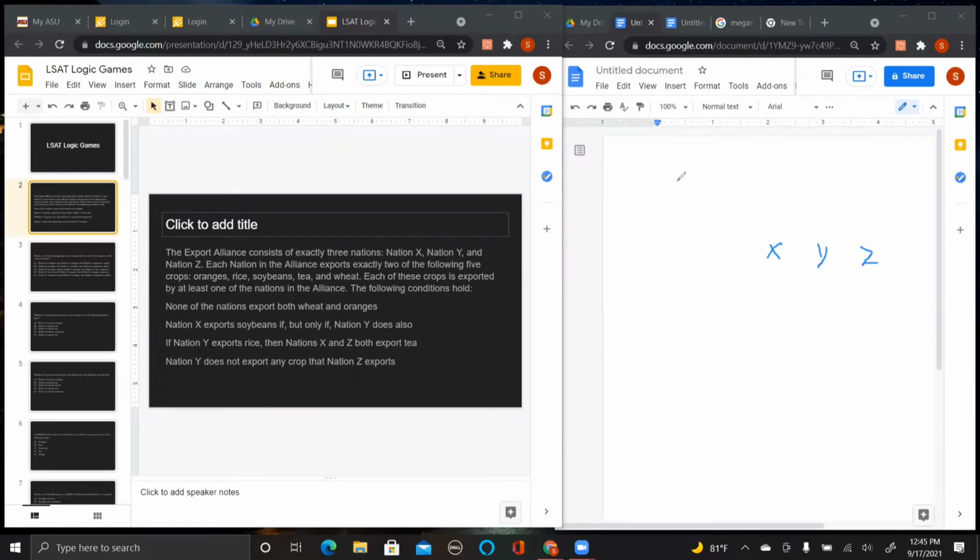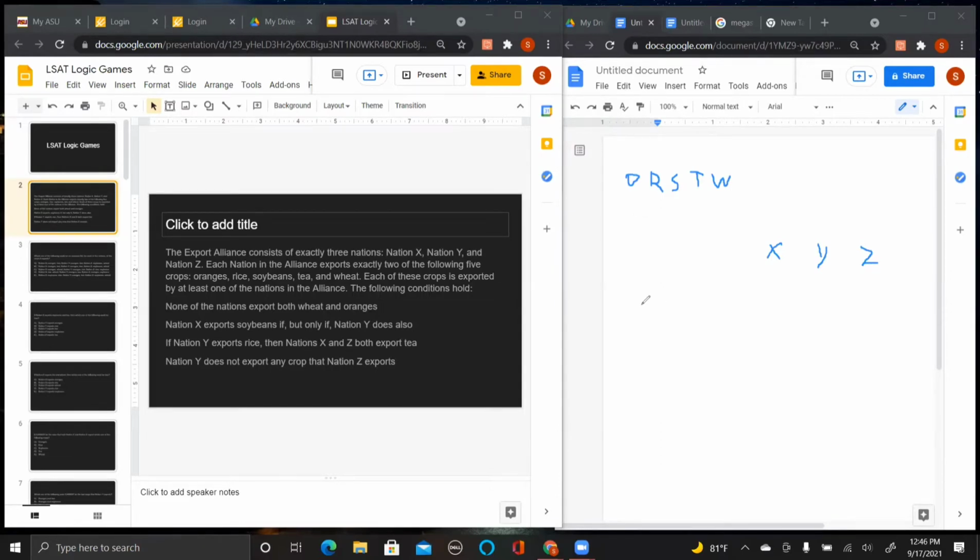And each nation in the alliance exports exactly 2 of the following 5 crops. So we have oranges. The O's are going to be the worst ones, but that is an O, I promise you. Then we have rice, soybeans, tea, and wheat. We'll see how much better my handwriting gets on this thing by the end, hopefully. So that's what we got.